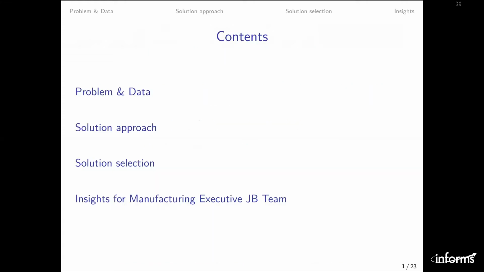In this presentation, we will describe the JBM manufacturing problem and data, our solution approach and selection, and finally, we will give some insights for the company.